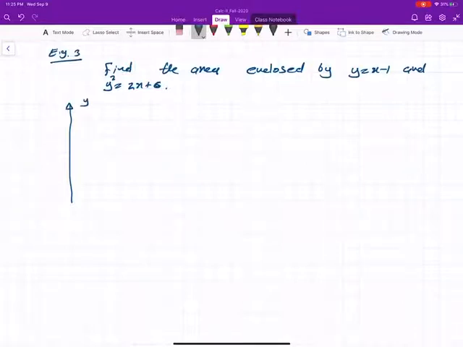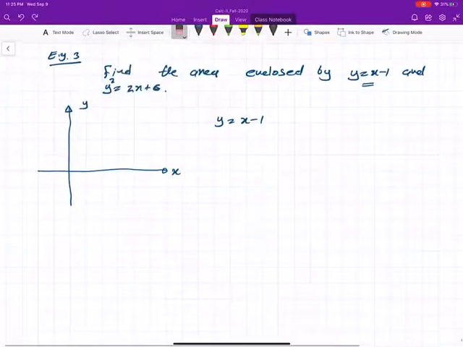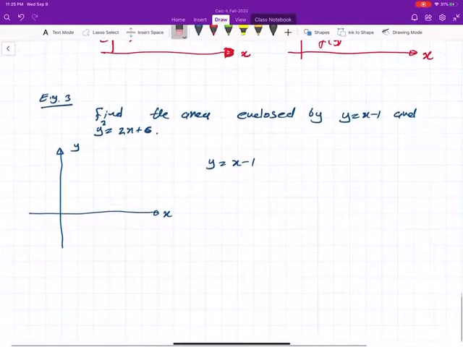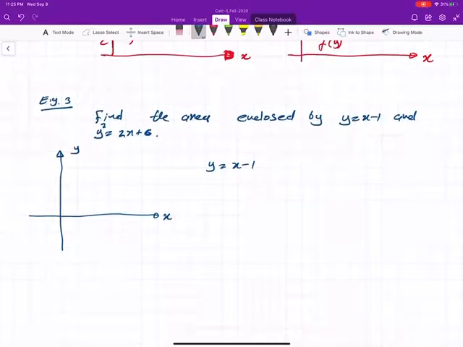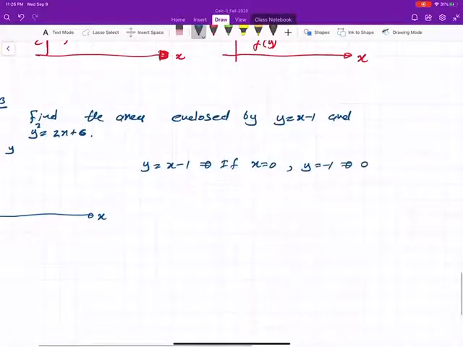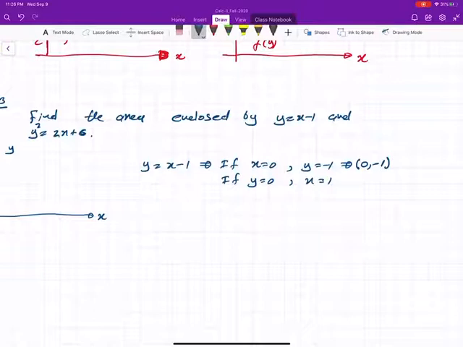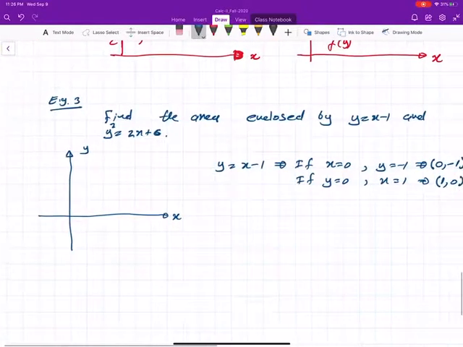Here this is your y and let's say this is your x. First draw this line. It says y equals x minus 1. In order to draw a line you need 2 points. If x equals 0, you have y equals minus 1. That will give you the point 0 comma minus 1. If y equals 0, you have x equals 1. So that will give you the point 1 comma 0.